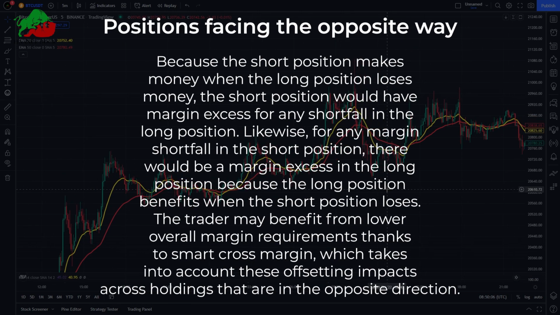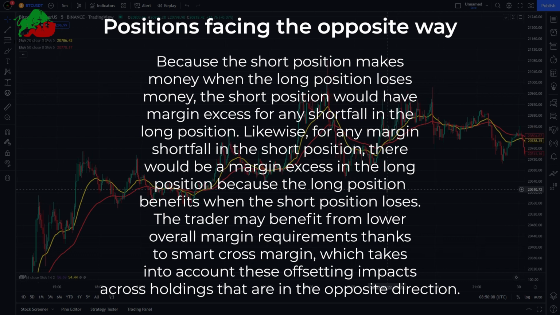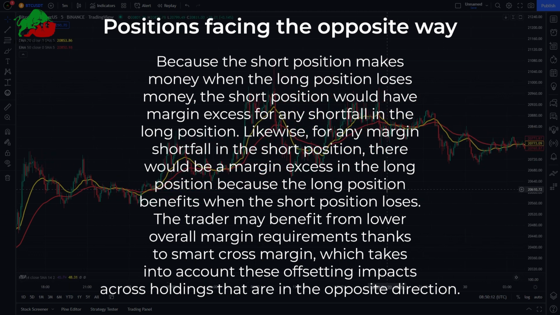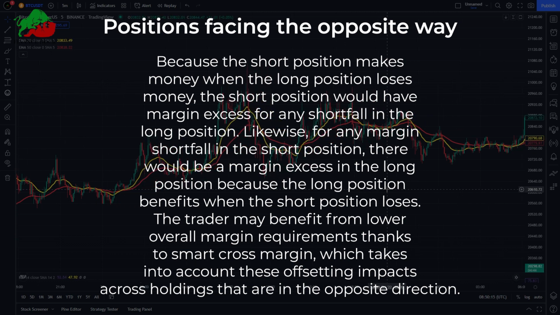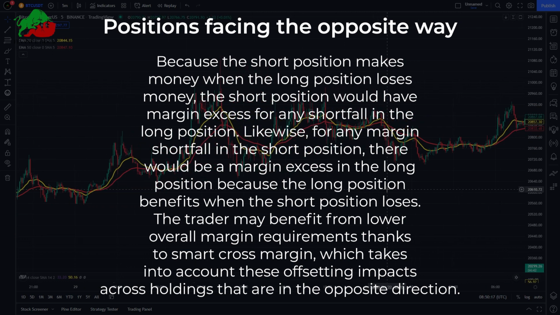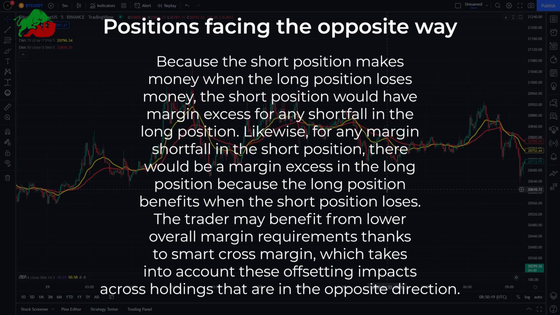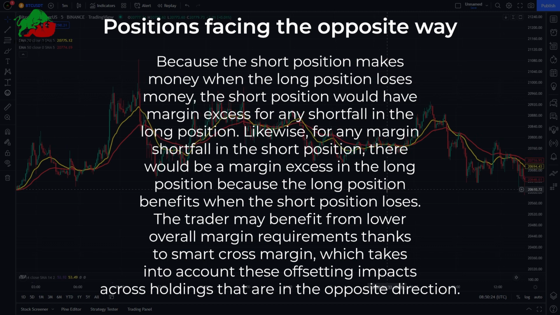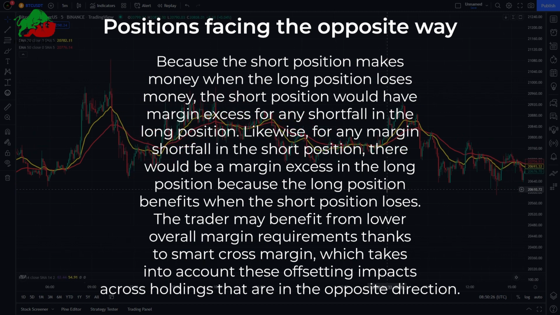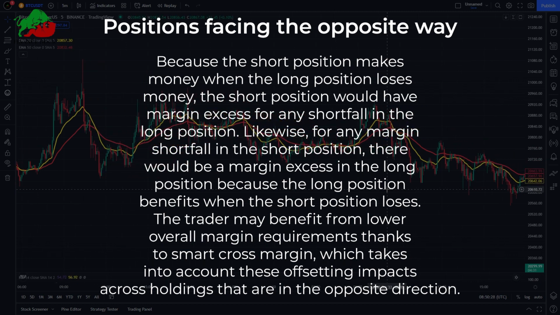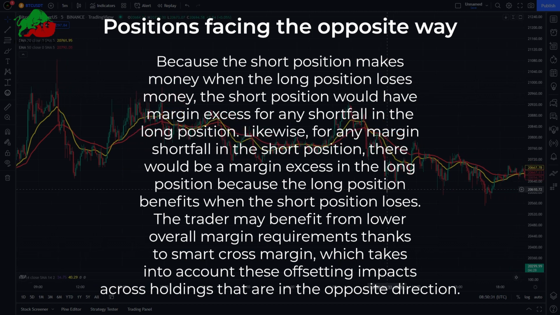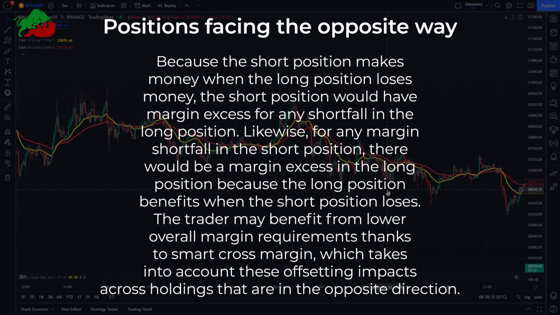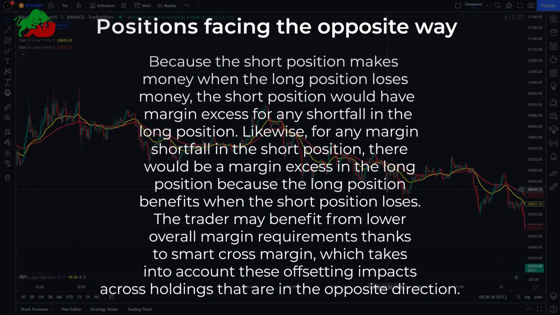Because the short position makes money when the long position loses money, the short position would have margin excess for any shortfall in the long position. Likewise, for any margin shortfall in the short position, there would be a margin excess in the long position because the long position benefits when the short position loses. The trader may benefit from lower overall margin requirements thanks to smart cross-margin, which takes into account these offsetting impacts across holdings that are in the opposite direction.